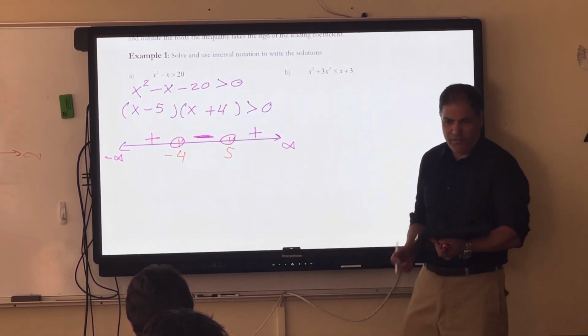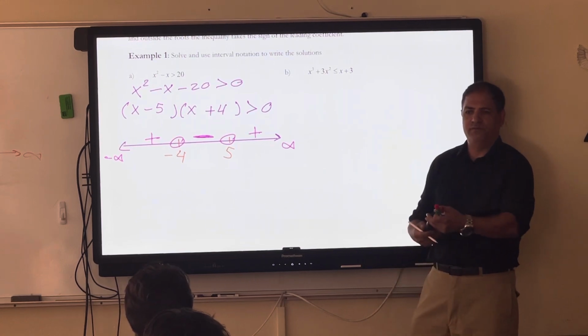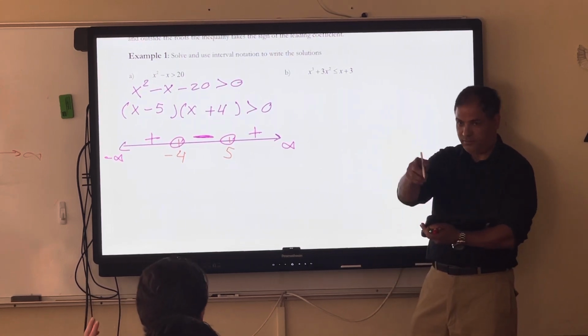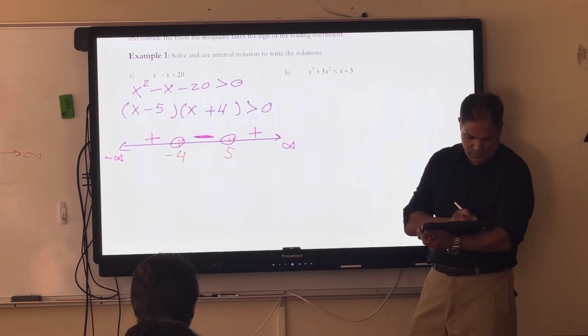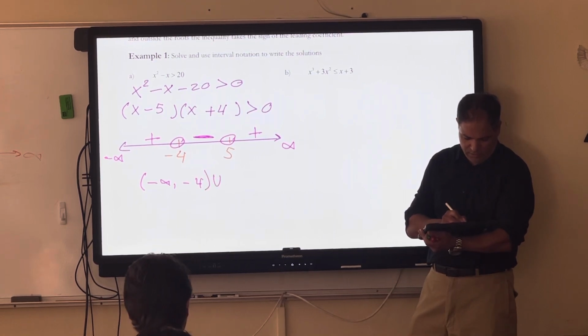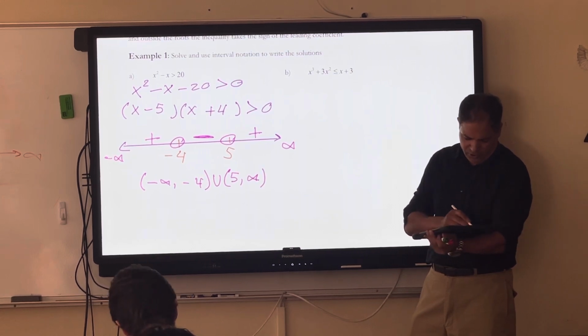So, who can give me the answer using interval notation? Negative infinity, comma, -4, parentheses, union 5, infinity. Good job. Any questions on the first problem?